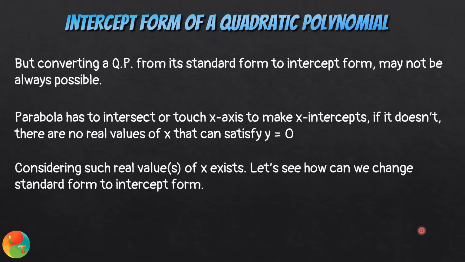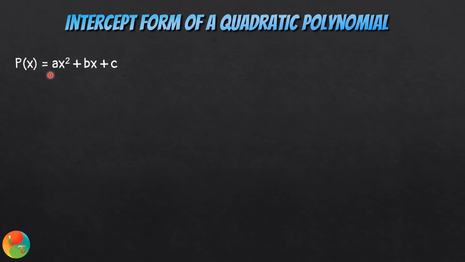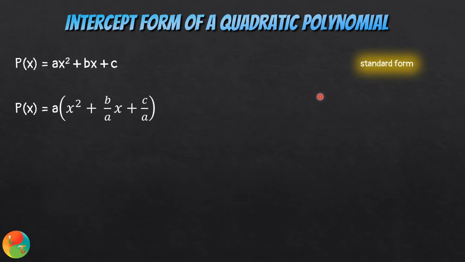Considering such real value or values of x exists, let's see how we can change the standard form to the intercept form. So p of x is written as ax square plus bx plus c, which is actually the standard form. In the next step, I'll take a as the common factor from all these three terms, such that the right hand side becomes like this. And here is the explanation. Take out a as the common factor from RHS, from right hand side.